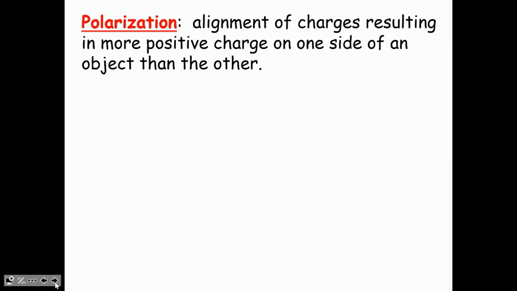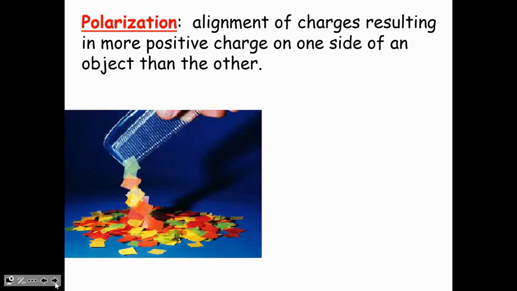Last but not least, let's define polarization, because this is one of the key pieces of charging, especially charging by induction. Polarization occurs when the charges within an object align themselves in a way that is not evenly distributed through the object. So the alignment of charges changes, resulting in more positive charge on one side of the object than the other. This can happen with neutral and charged objects.